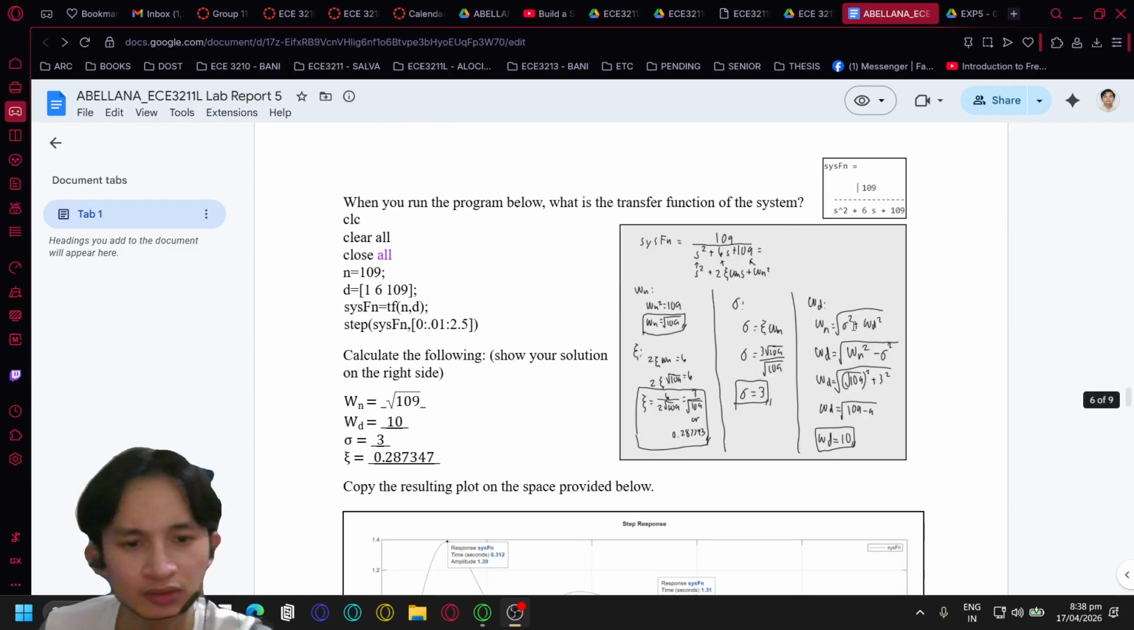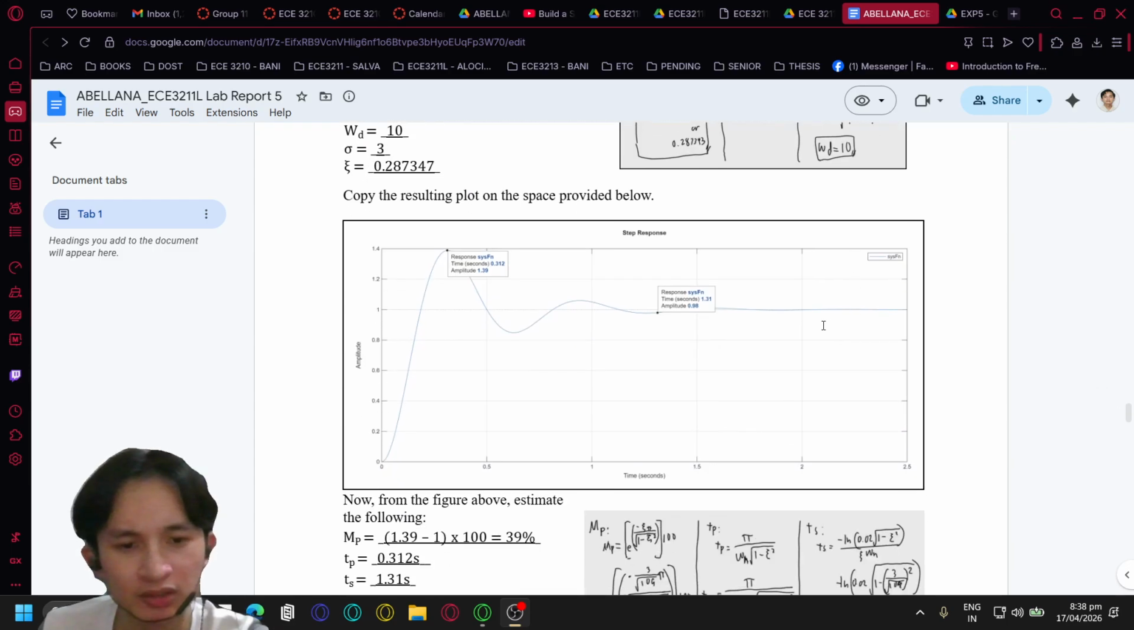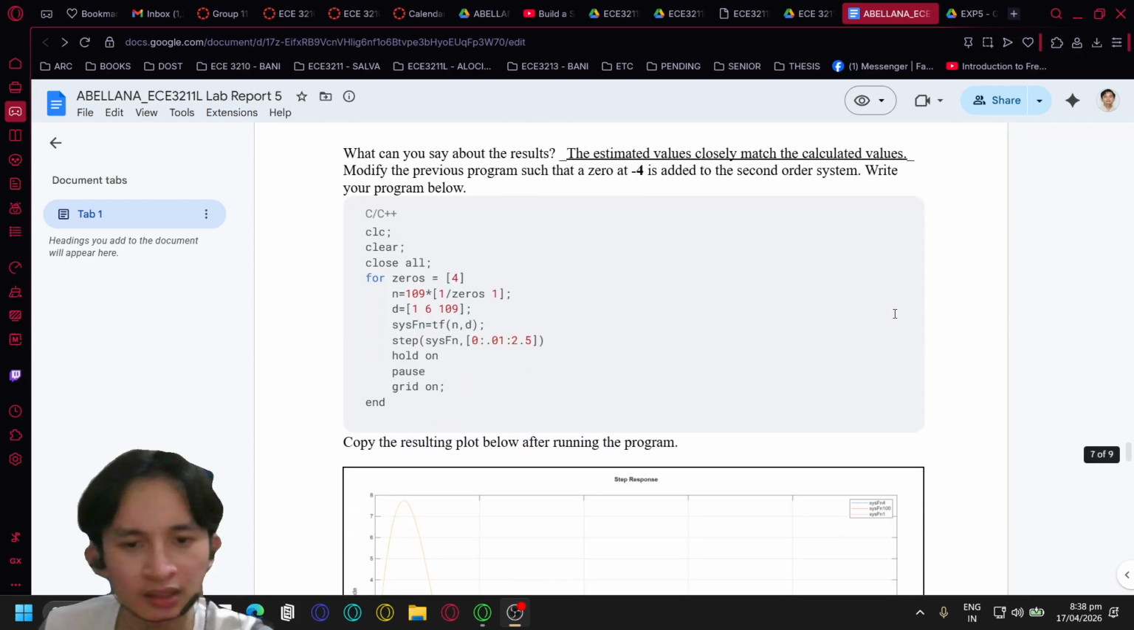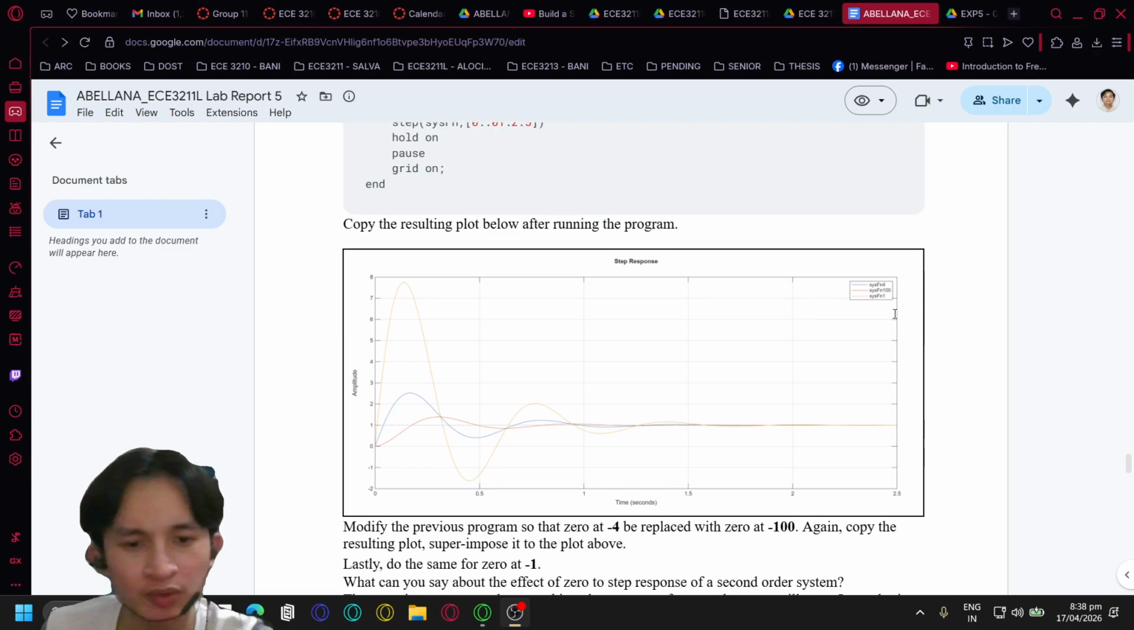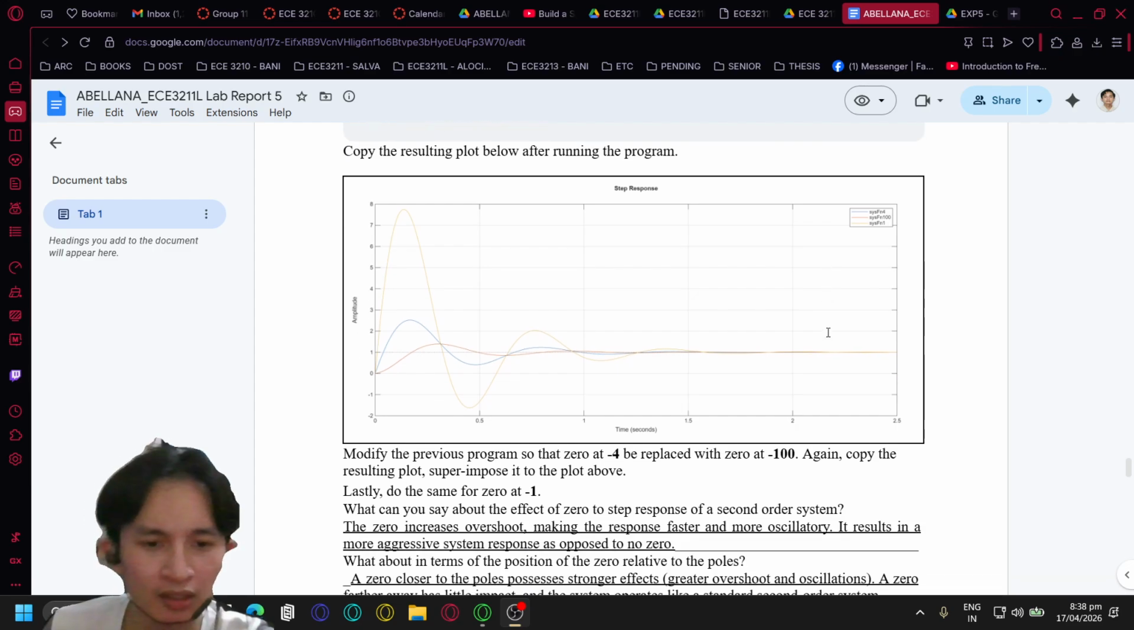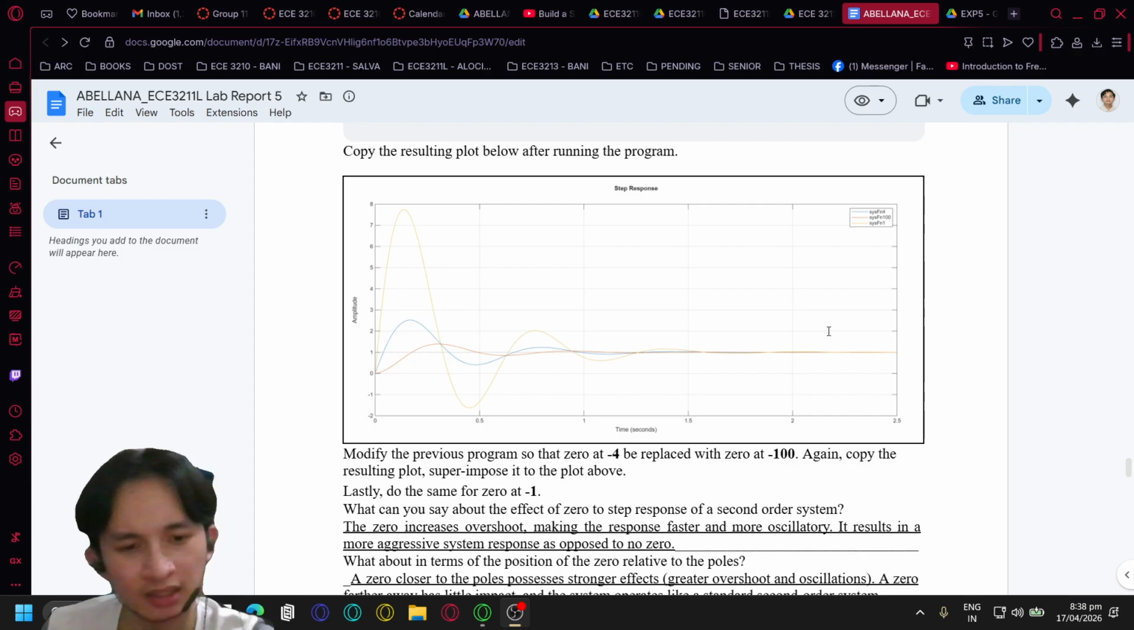And I added zeros to the system, which made the response more aggressive and increased overshoot. And lastly, I added poles at different locations like -100 and -1 to study their effect on the system. From the plots, I observed how each parameter affects rise time, peak time, settling time, and overshoot.